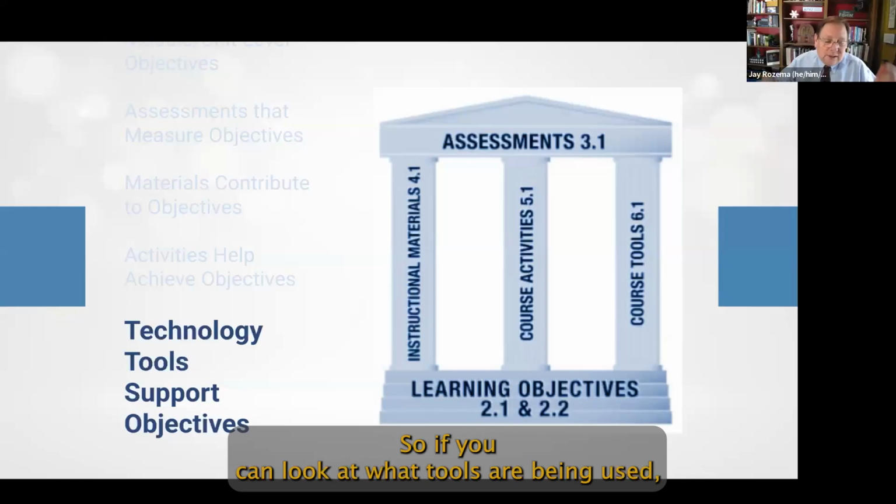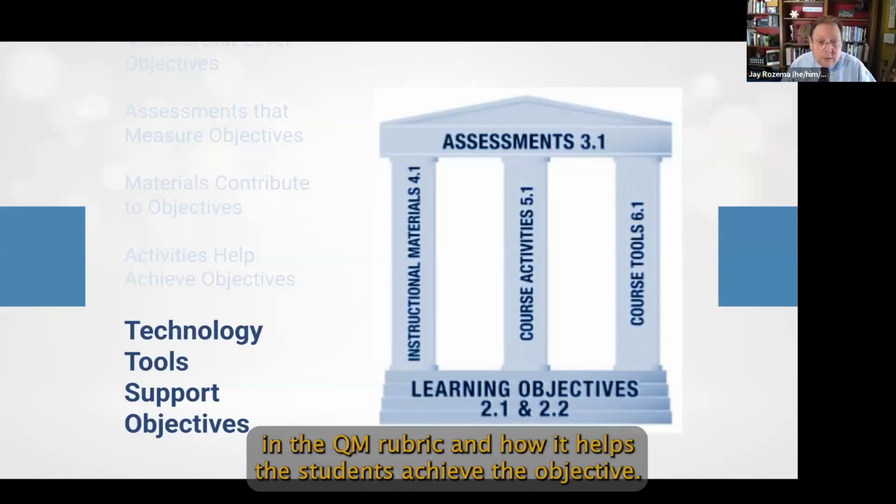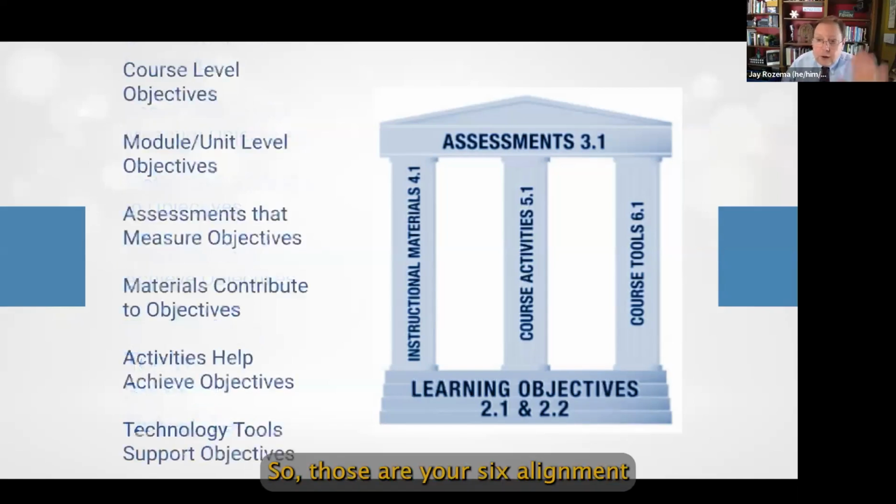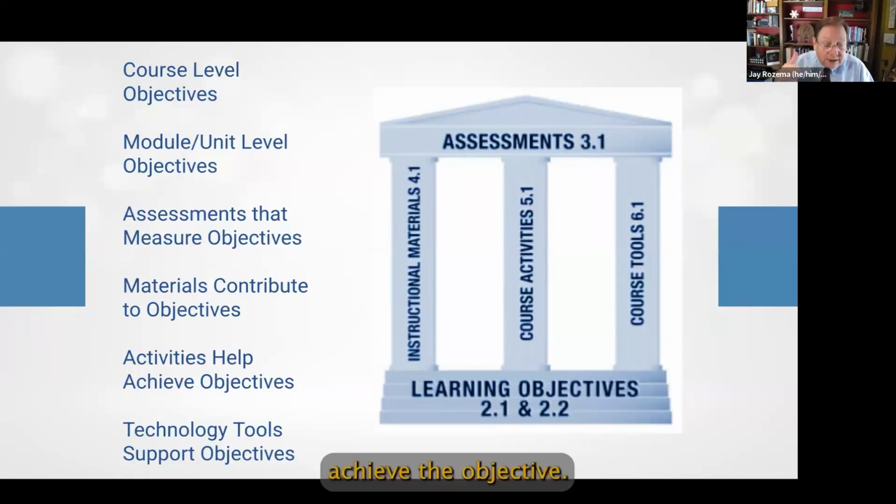So you can look at what tools are being used in the QM rubric and how it helps the students achieve the objective. Those are your 6 alignment standards in the QM rubric, and all of them will help the student achieve the objective.